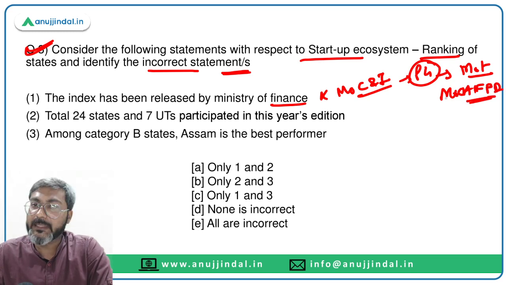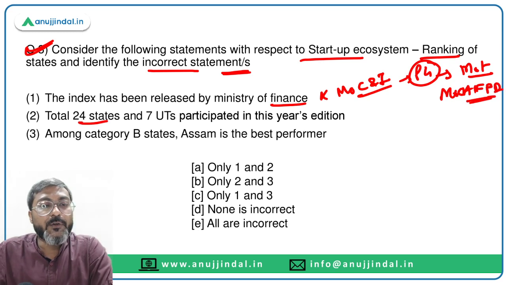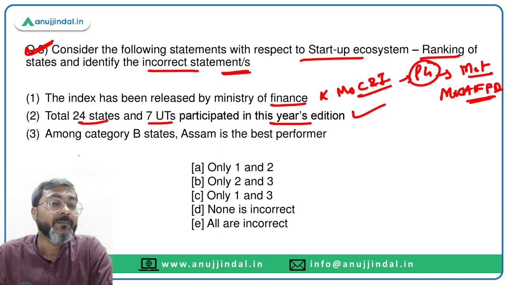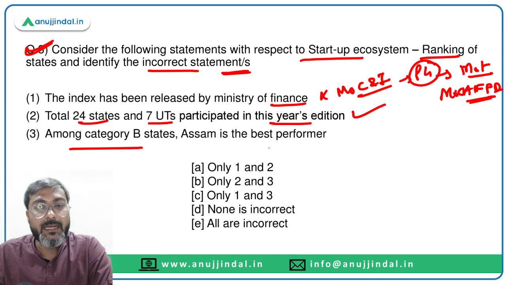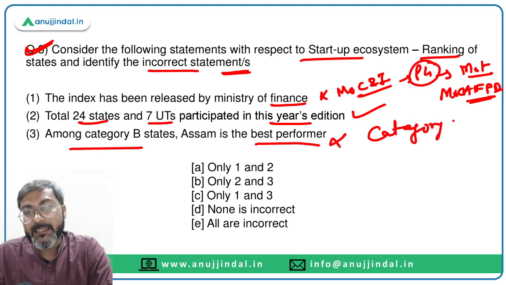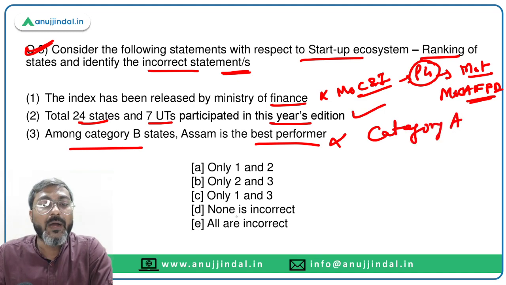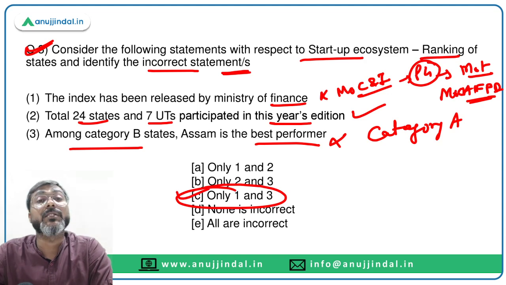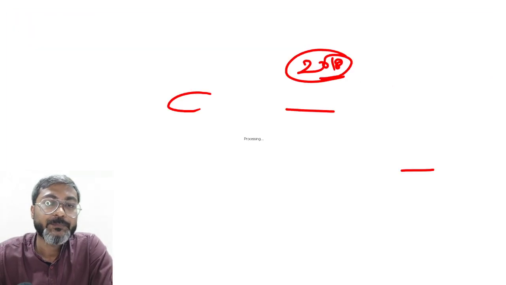And of course, he is also the leader of Rajya Sabha. Total 24 states and 7 UTs participated in this year's edition. Bilkul sahi baat hai. And among category B states, Assam is the best performer. In fact, Assam is not among the category B, it is among the category A states. So this statement is incorrect. 1 and 3 should be the correct answer, guys. Option C. Alright, I hope this question is clear.